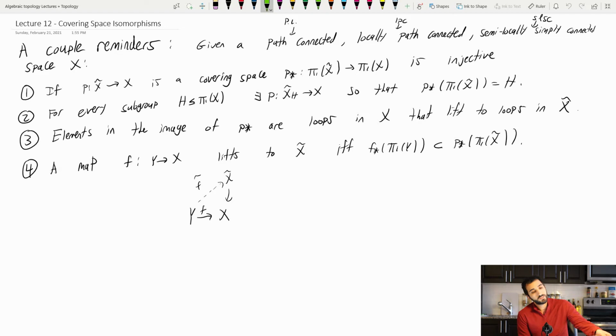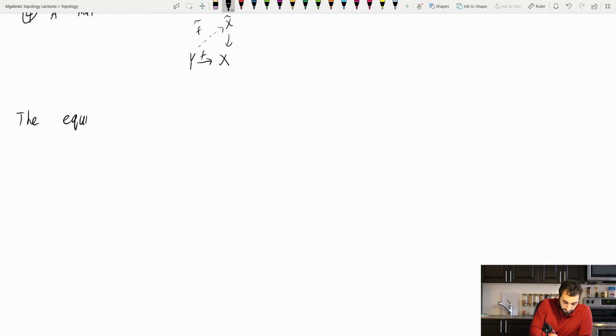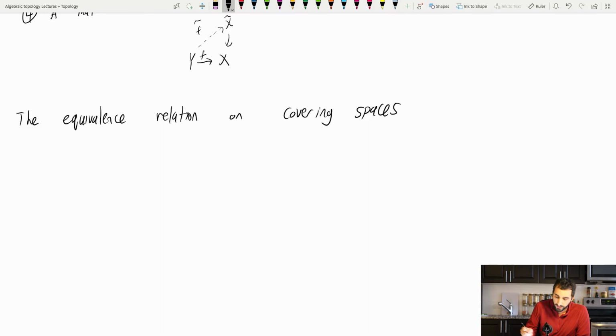So, like I said, we're going to discuss uniqueness of covering spaces, but first of all, we need to answer the question, what is the right equivalence relation on covering spaces? Remember, a covering space comes with this map. So if we want some equivalence, it needs to incorporate this map somehow. It's more than just a space. So this is called covering space isomorphism.